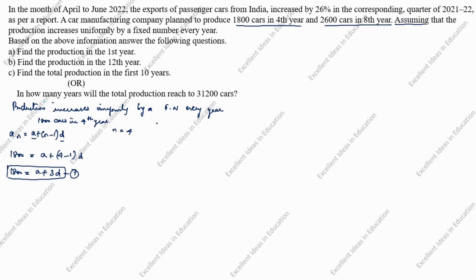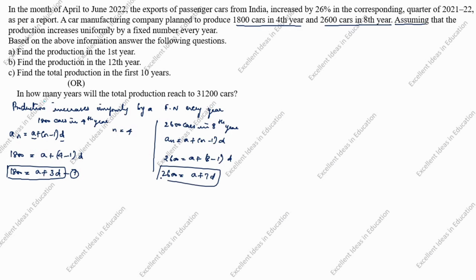Next, it is given 2,600 cars in the 8th year. a_n is equal to a plus (n minus 1) into d. This is the formula. a_n is given as 2,600, equal to a plus (8 minus 1) into d. 2,600 is equal to a plus 7d. This one we will take as the second equation.